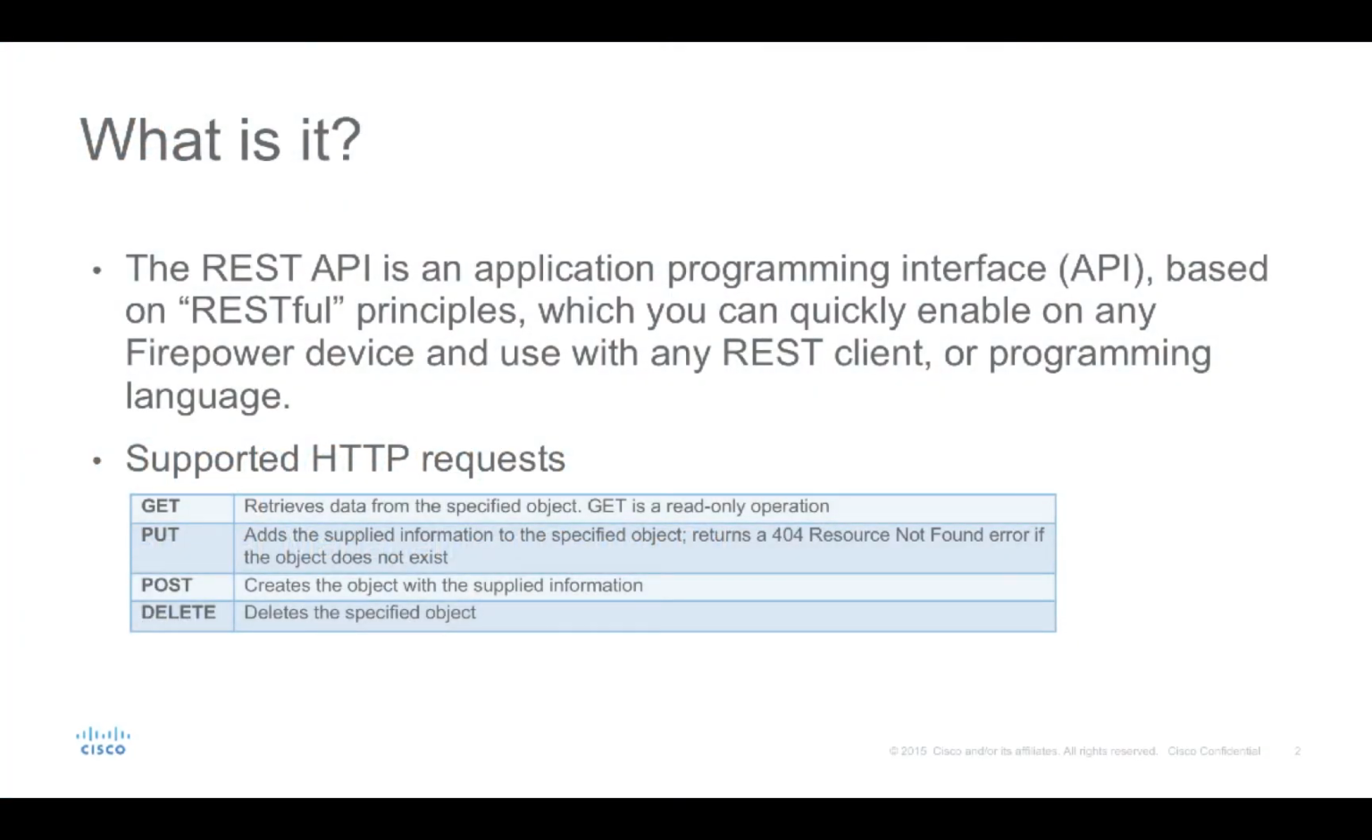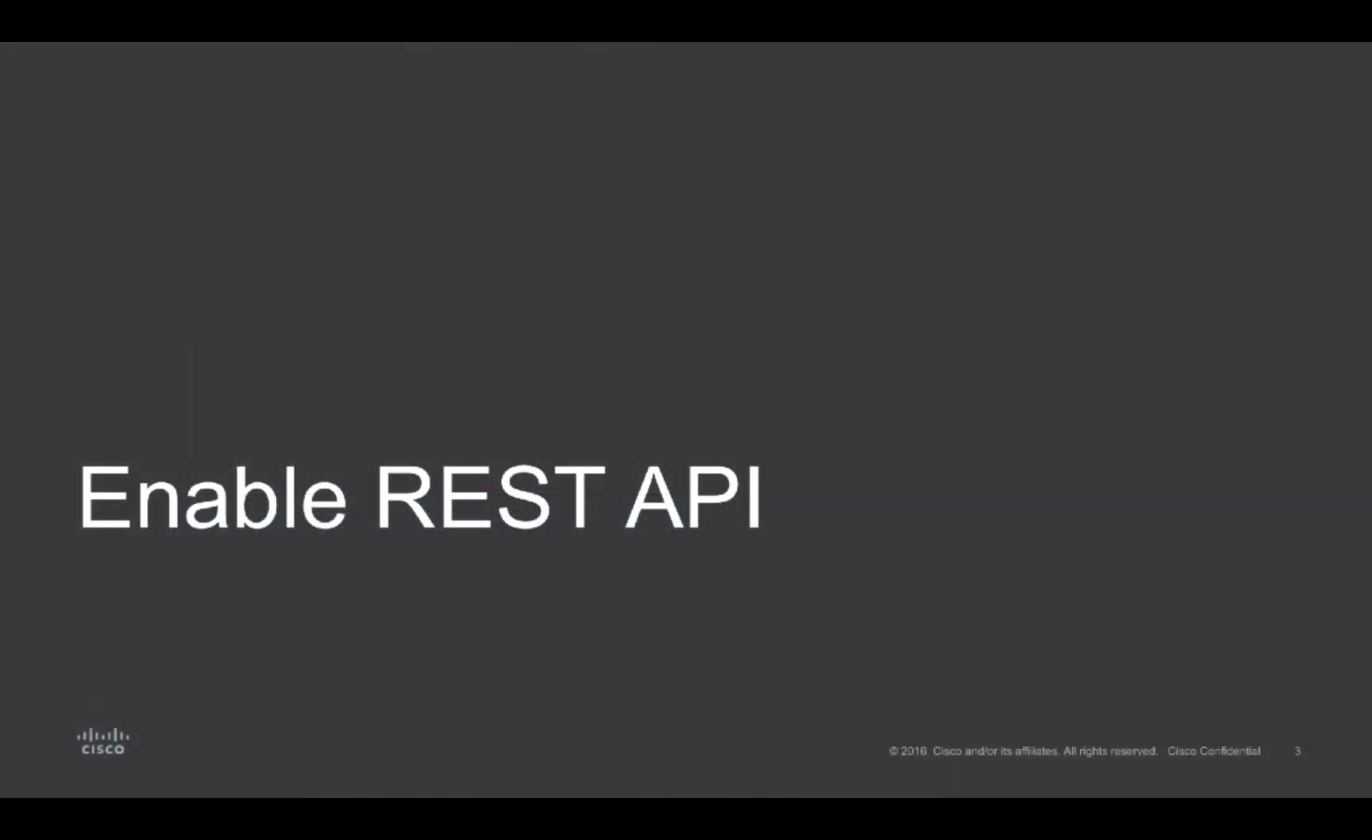So what is it? The REST API is a programmable interface for Firepower Management Center based on RESTful principles. It's simple and easy to use with any REST client or programming language. The API calls that are supported today are GET to retrieve data from an object, PUT to augment data in an object, POST to create an object, and DELETE to remove a specified object.